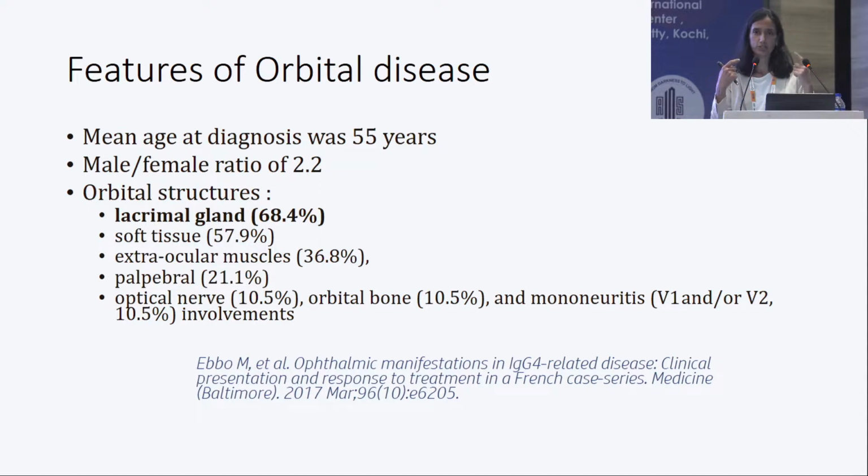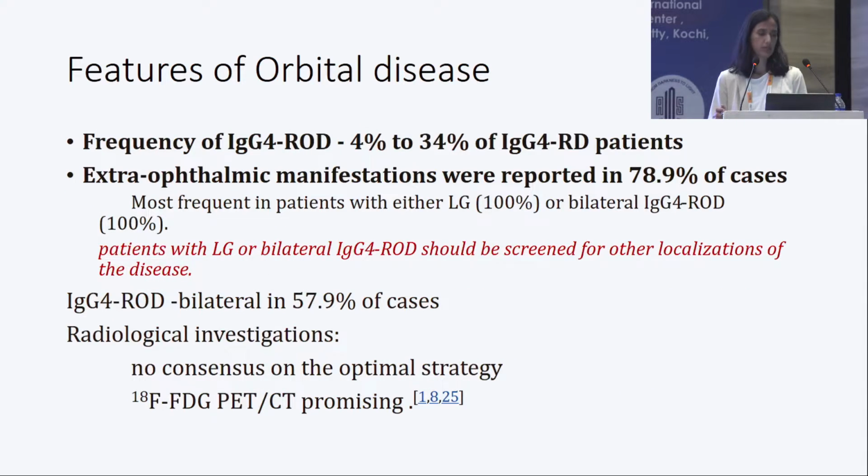So you may have a patient coming to you with bilateral lacrimal gland enlargement who may be having IgG4. Rarely, the optic nerve or orbital bone may be involved, but those are rare scenarios. Now, this is really interesting. If someone has an IgG4 related disease, only 4 to 34% will have an orbital involvement. But if a patient has ophthalmic disease, then almost 80% of those patients will have systemic involvement, even at the time of presentation or maybe later on.